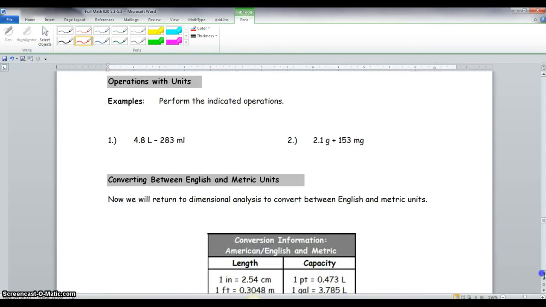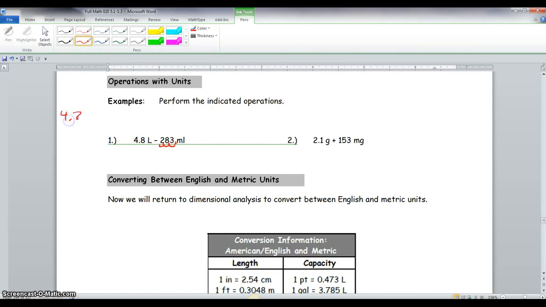Now, we scroll down to the operations with units. It says perform the indicated operations. We have 4.8 liters minus 283 milliliters. Now, what would make this easy is if both of these are in the same measurement. What I would suggest we do is change milliliters to liters. When you go from milli to the base, you move 3 places to the left. So we'll move this 1, 2, 3. So we could write this over here to the side.